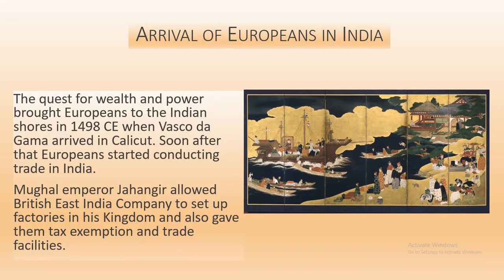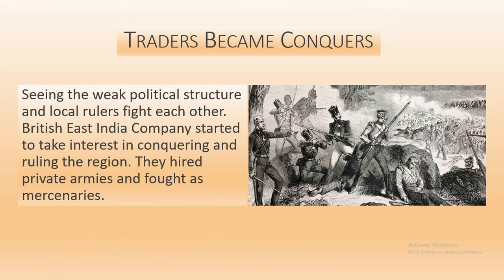Arrival of Europeans in India. The quest for wealth and power brought Europeans to the Indian shores in 1498 CE when Vasco da Gama arrived in Calicut. Soon after that, Europeans started conducting trade in India. Traders became conquerors. Seeing the weak political structure and local rulers fighting each other, the British East India Company started to take interest in conquering and ruling the region.